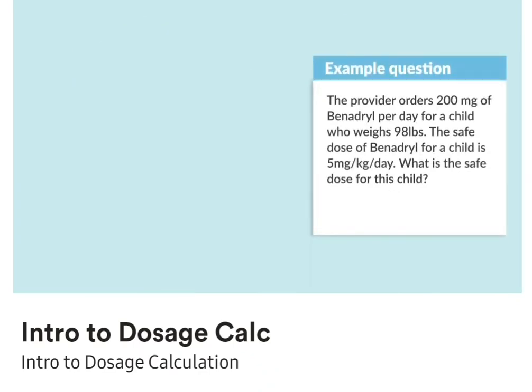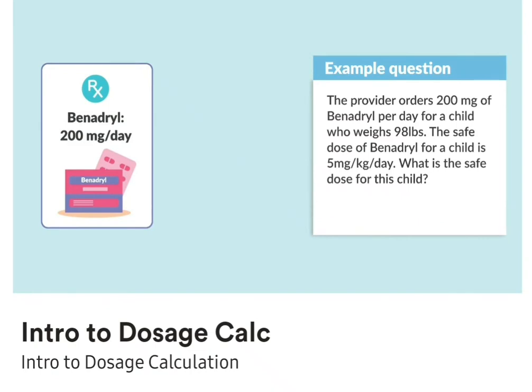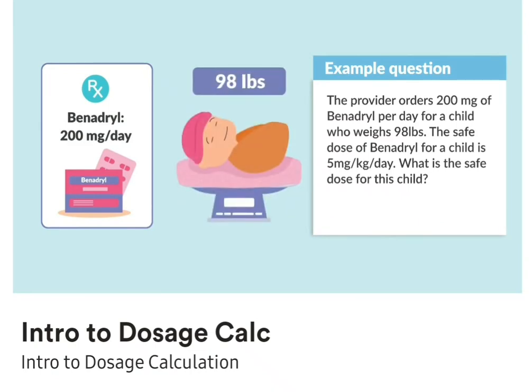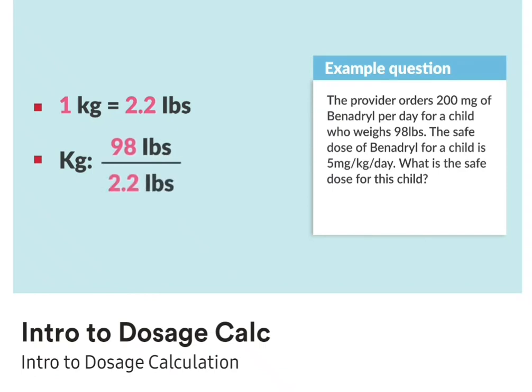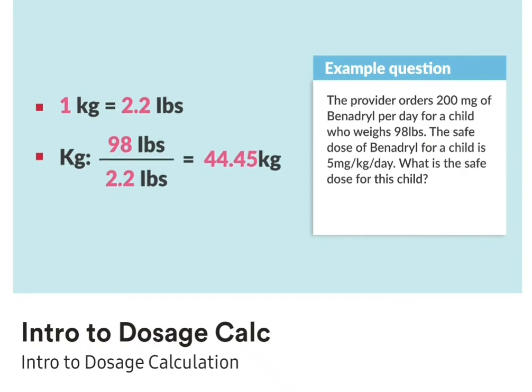The provider orders 200 milligrams of Benadryl per day for a child who weighs 98 pounds. But the safe dose here for Benadryl is 5 milligrams per kilogram per day. So the question's asking, what is the safe dose for this child? Okay, first things first, convert the pounds. So 1 kilogram equals 2.2 pounds. So 98 pounds divided by 2.2 is 44.45 kilograms.